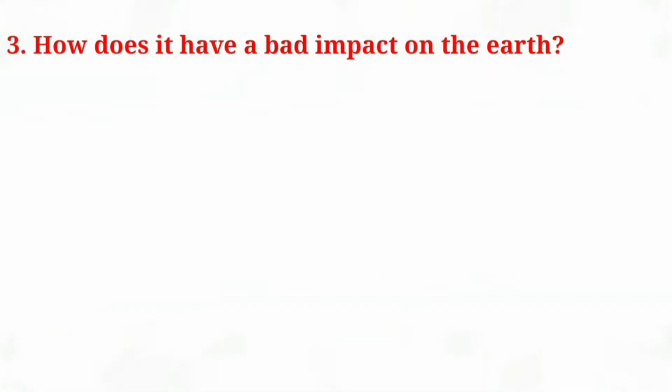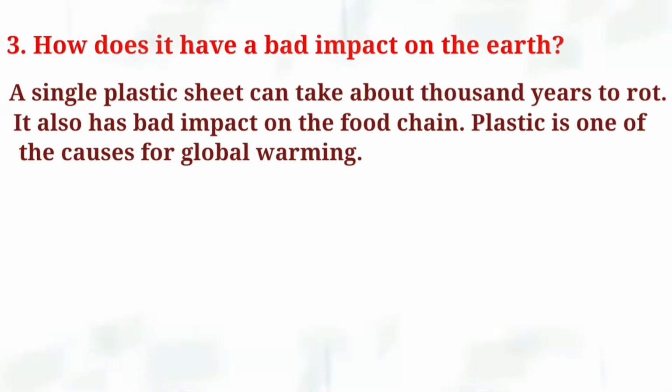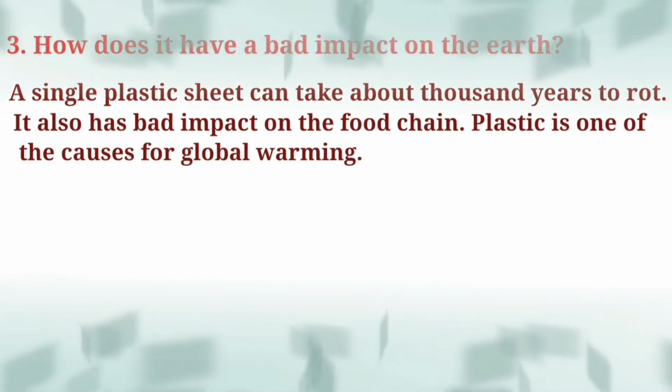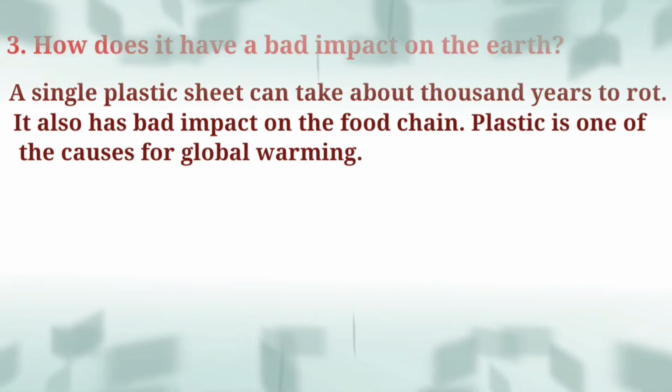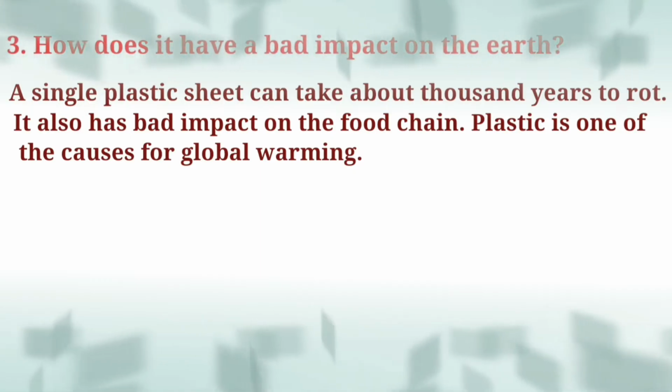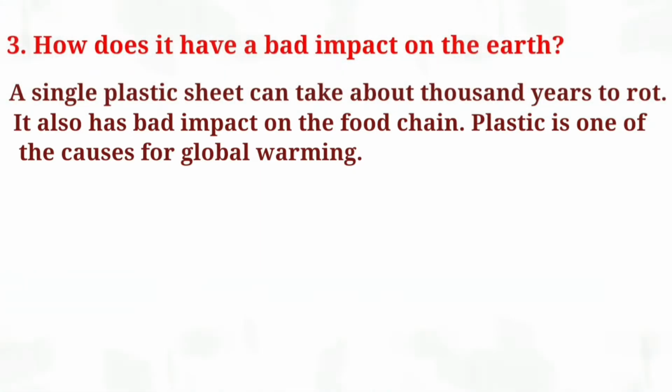How does it have a bad impact on the Earth? A single plastic sheet can take about 1,000 years to rot. It also has a bad impact on the food chain. Plastic is one of the causes of global warming.